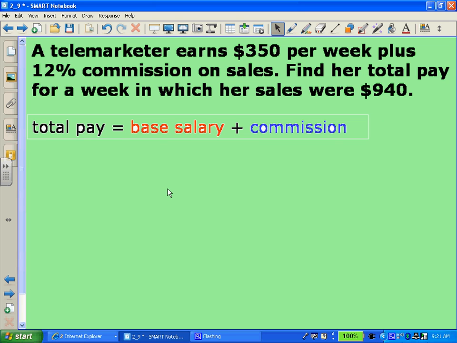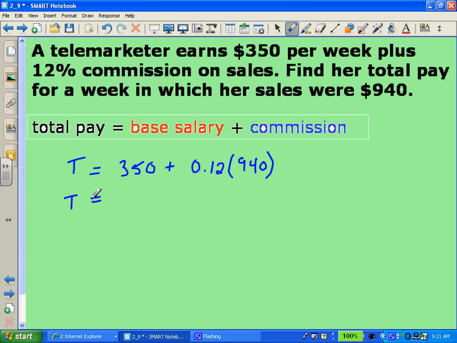Let's look at one more of these. So we have a telemarketer who earns $350 per week plus 12% commission on sales. Find her total pay for a week in which her sales were $940. So again, we're looking for her total pay. We'll call that T. Her base salary is $350. And then she gets 12% of her sales. So again, I'm going to change the percent to a decimal and multiply that by her total sales, which was $940. And that will give me her commission, 12% of $940.